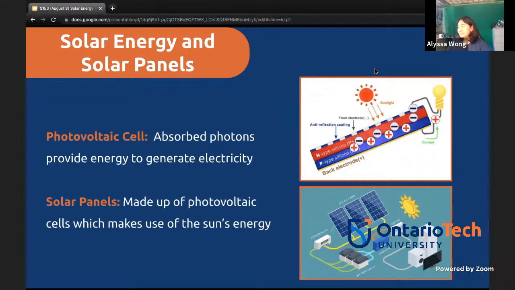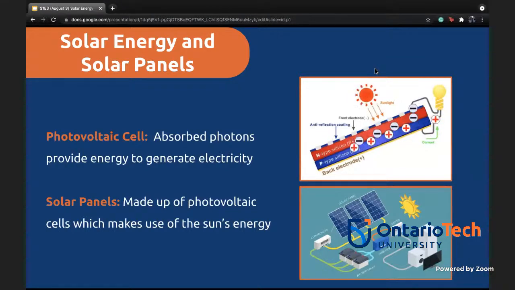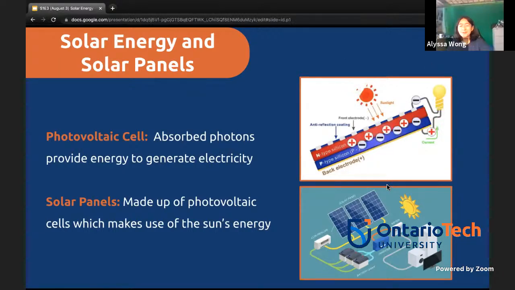Or does anyone have any in their home? I saw some, and I have one in my home. Awesome. That's so cool. Solar panels are really, really cool. They generate a lot of good renewable energy. And to have one in your home must be really, really cool.